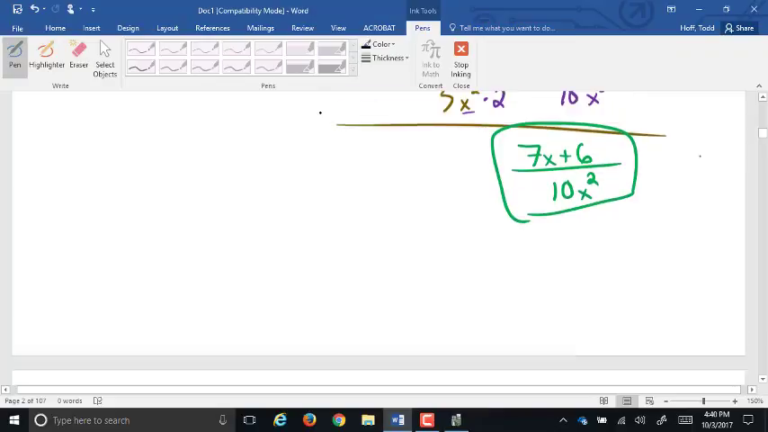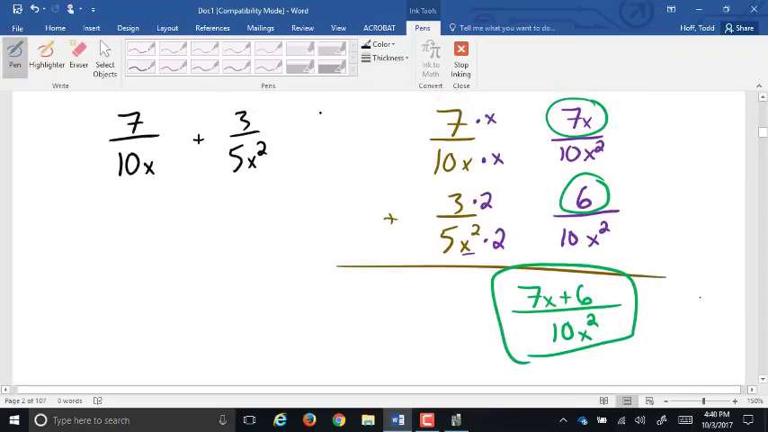I'm going to have you guys try one in your notes here. I'll leave that up there so we can see it. We're going to try 3 over 4y squared plus 1 over 6y. I'm going to have you try that one in your notes, and we'll talk about it in just a minute.